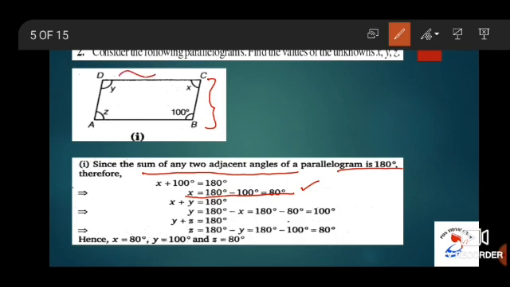Similarly, x plus y, again it is an adjacent angle. So, x plus y is equal to 180 degree. The value for y is 180 minus x, that is nothing but 180 minus 80, that is equal to 100 degree. Now, y plus z is equal to 180 degree. Again, they both are adjacent angles. So, the value for z is equal to 180 minus y, that is 180 minus 100, that is equal to 80 degree. To conclude, the solution for this problem, the value for x is 80, the value for y is 100, and the value for z is 80 degree.